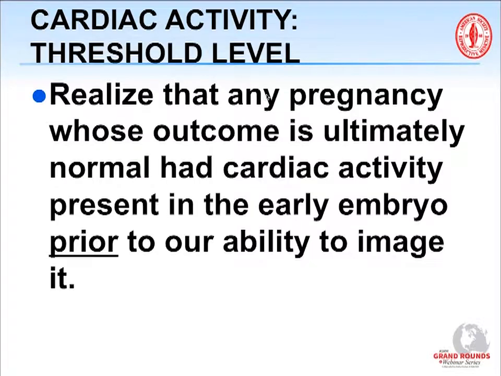Well, realize the endothelial heart tube folds on itself and begins to beat by 21 days post-conception. It's the first organ system to form. It's there and beating before our ability to actually see it. And so the question is not how early can I see it? The question is at what point, if I don't see it, should I be calling a pregnancy definitively non-viable?